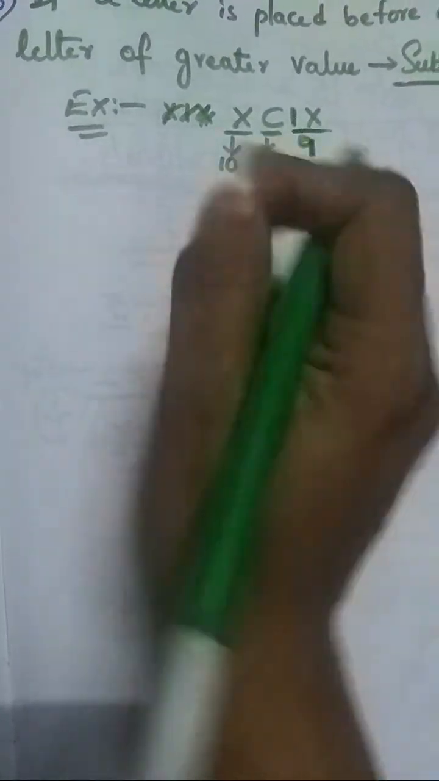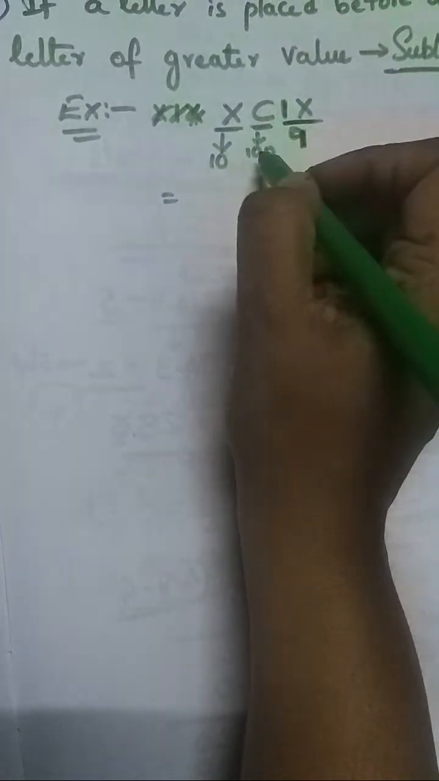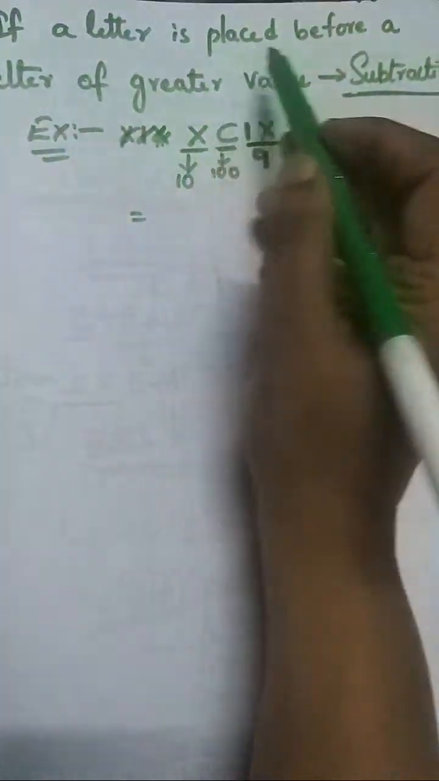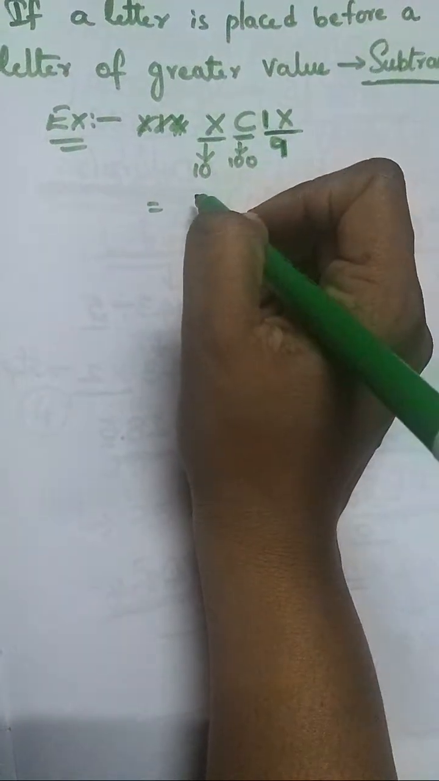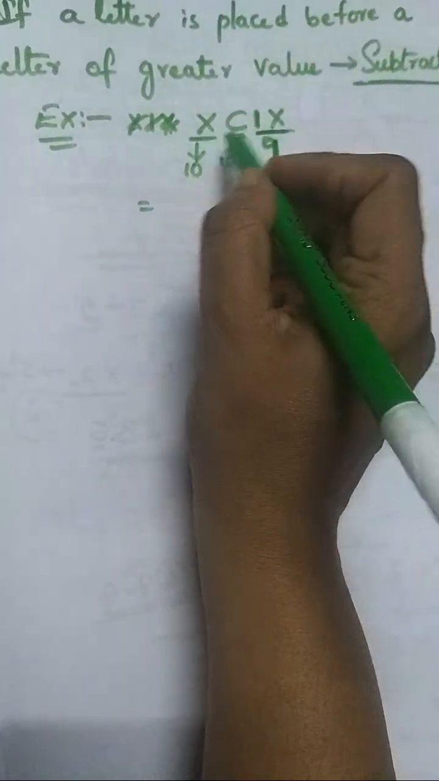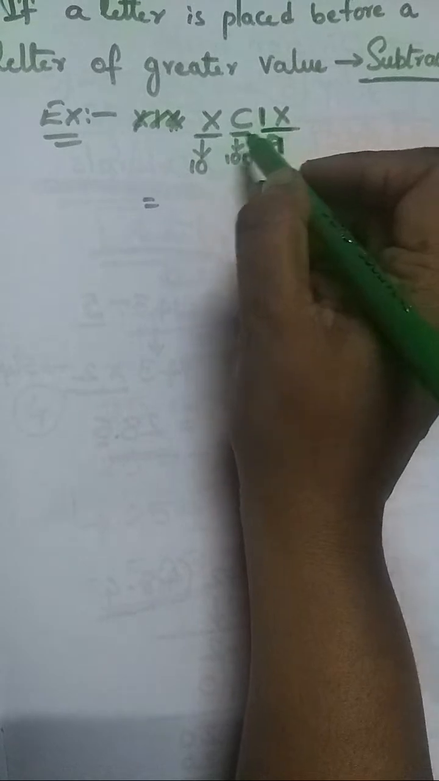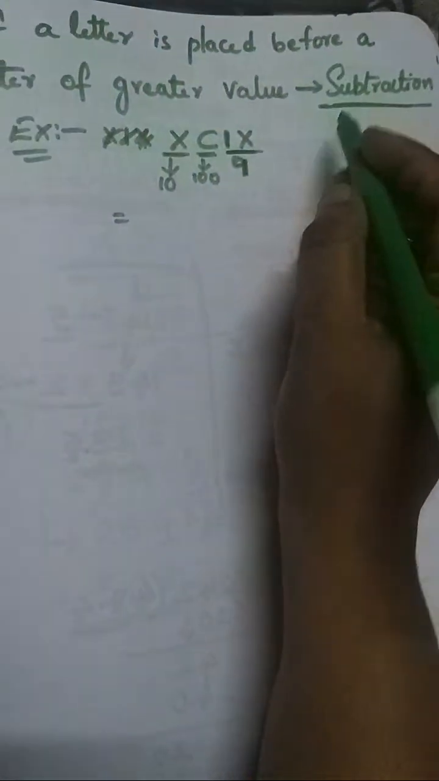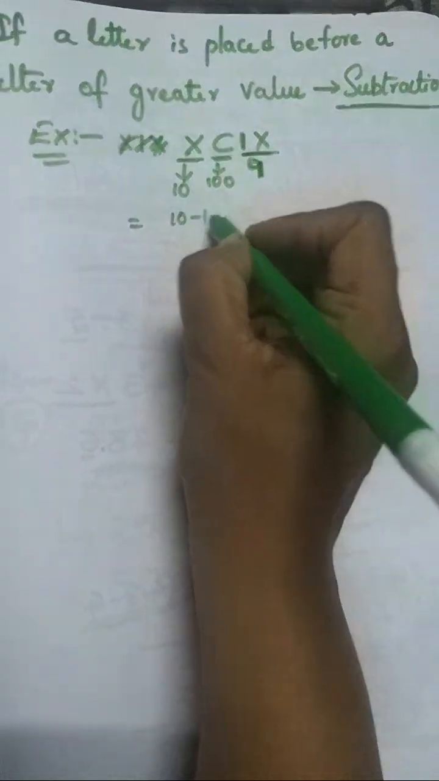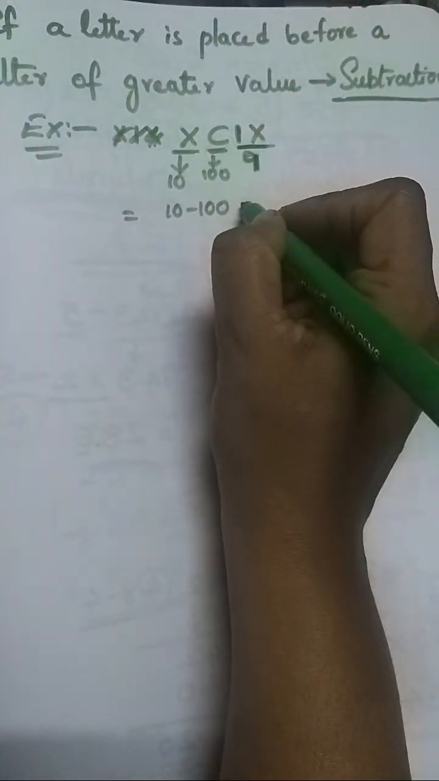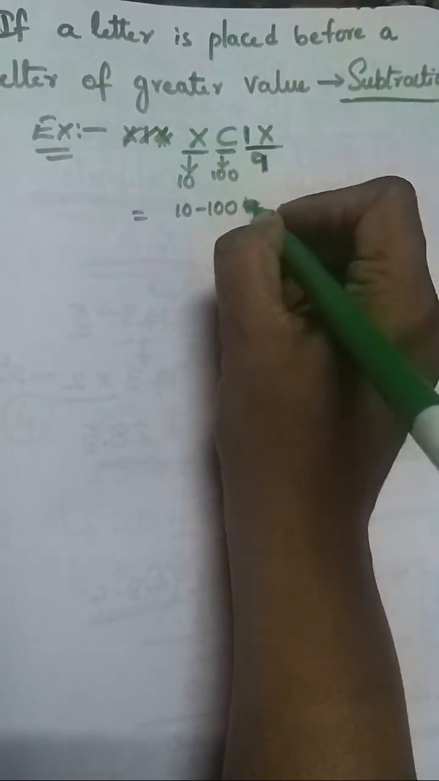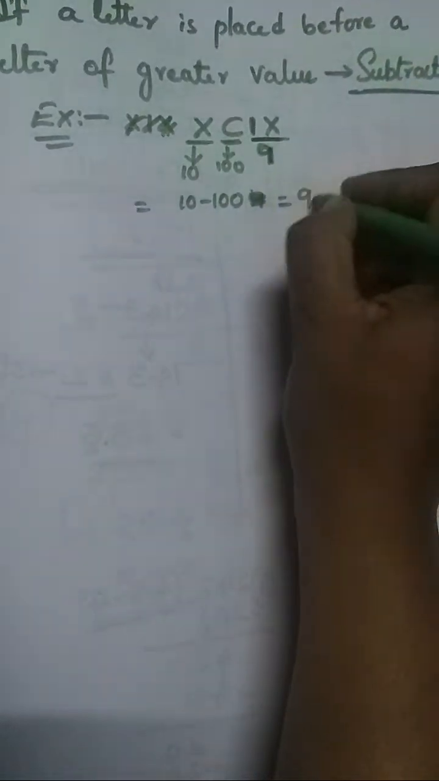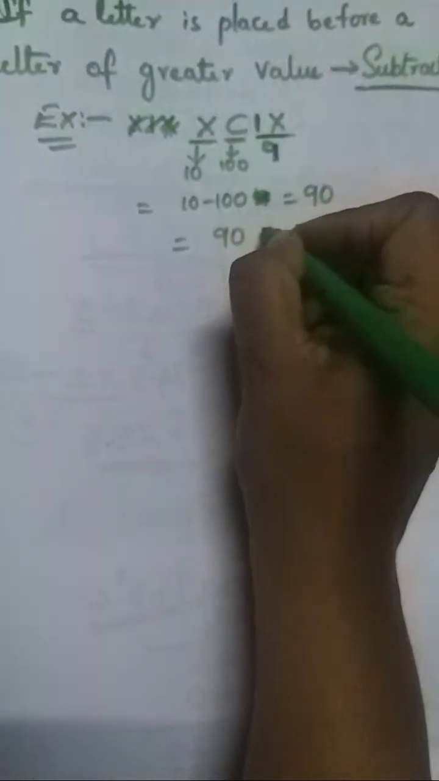Then what is the answer of this question? Here a smaller number is there before a greater number. So what is the third rule? A letter is placed before a letter of greater value, means here the letter was X, a smaller letter is given before a greater letter. So we have to do subtraction of this one. 100 minus 10 we have to do, and 9 is as it is we have to write. Okay, 9 is there, so we get here 90. Now 90 and 9 is there.